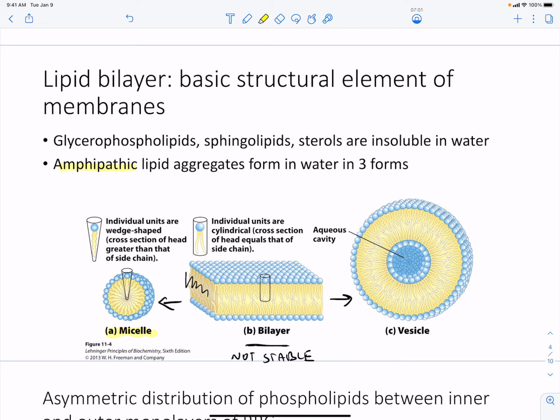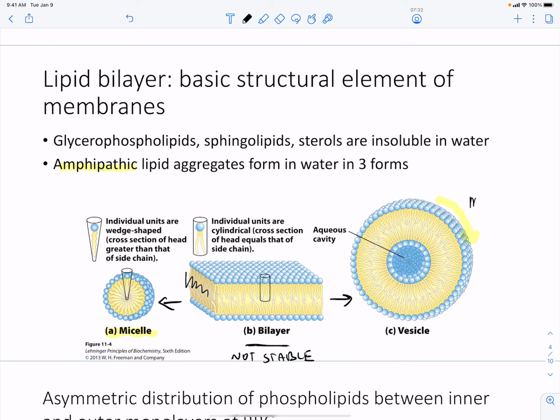The middle one is a bilayer. You have 2 monolayers, so they're considered 2-dimensional sheets of fats. These are what our glycerophospholipids and our sphingolipids are going to form. Again, this is very unstable, so it's quickly going to circularize and make some sort of vesicle. The vesicle has a continuous surface, and it really eliminates the exposure of the hydrophobic regions to water.